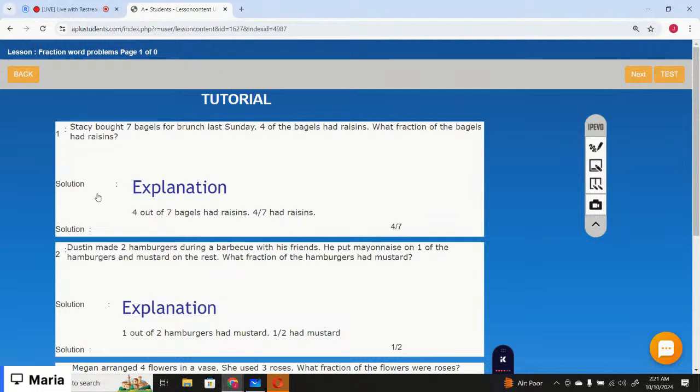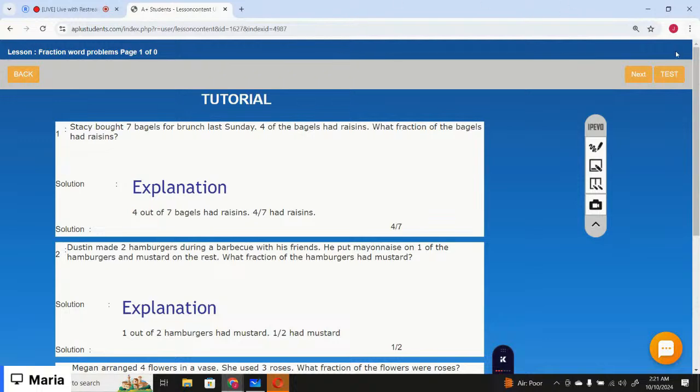Okay, just look at the second example. Dustin made 2 hamburgers during a barbecue with his friends. He put mayonnaise on one of the hamburgers and mustard on the rest. What fraction of the hamburgers had mustard? So the total burgers he made is 2 only, right? One of them had the mayonnaise, so that is 1 out of 2. That means the total he made is 2, and one of them had mustard, right?